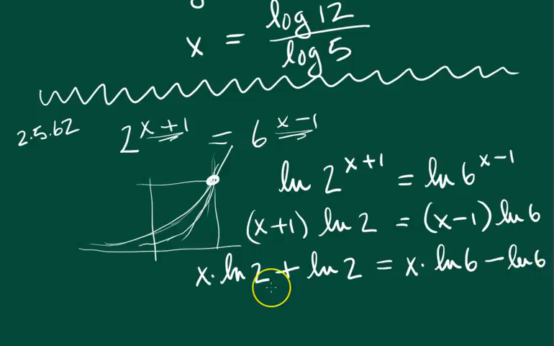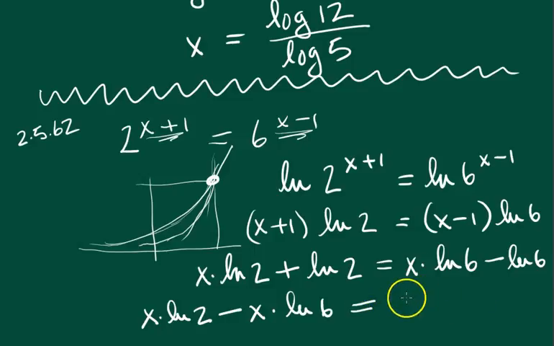Okay, now I have some constants and some things that are not constant. So I'm going to move everything that has x to the left side of the equation and everything that doesn't to the right side of the equation. And that gives me x times log 2 minus x times log of 6 is equal to negative log of 6 minus log of 2.